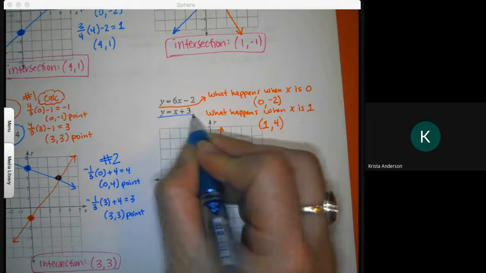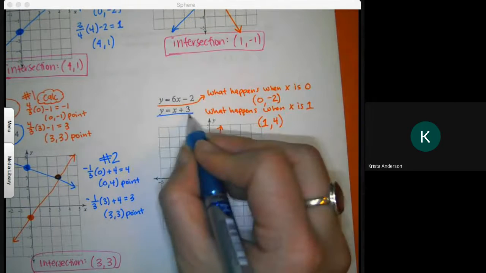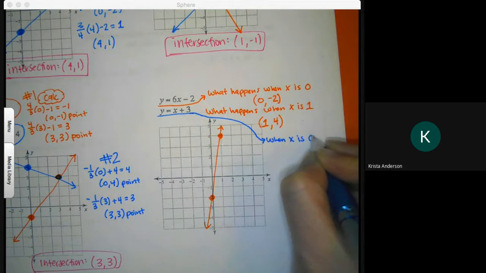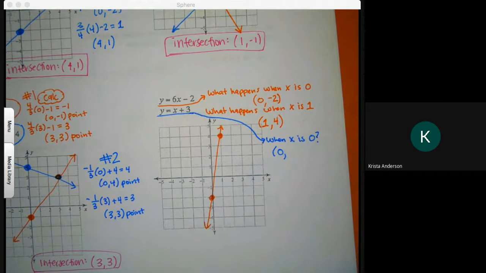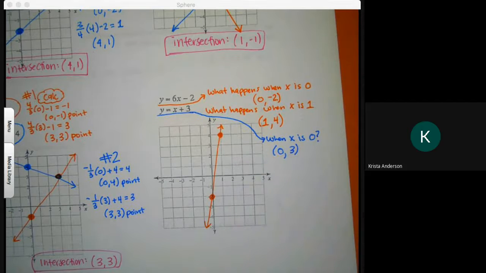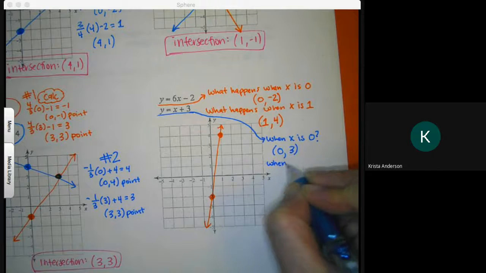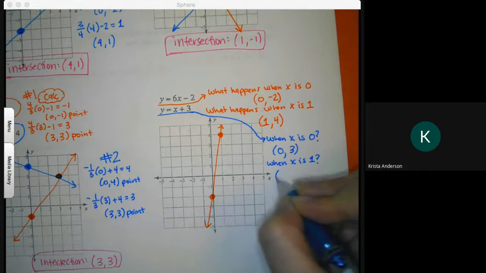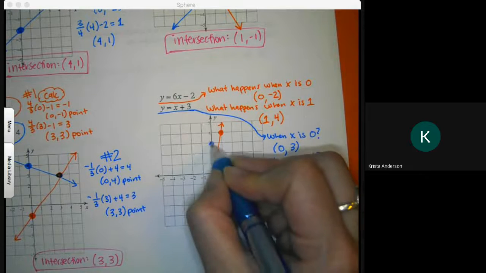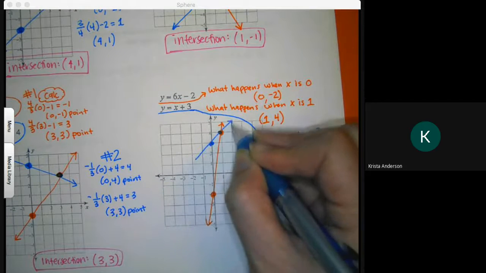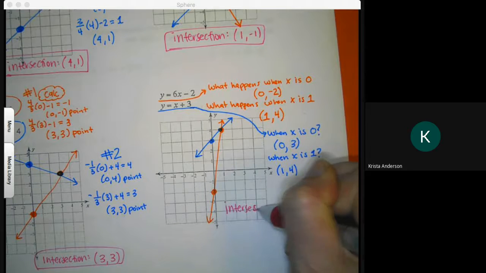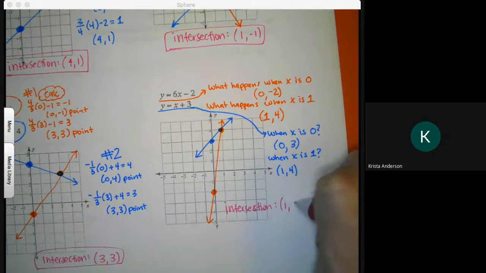So if I do this blue one in my head, I'm going to draw it down here. When x is 0, what happens when I plug a 0 in here? What's 0 plus 3? 3. What happens when x is a 1? What's 1 plus 3? 4. 0's at 3, 1 is at 4. That gives me the point of intersection, which is at 1, 4.